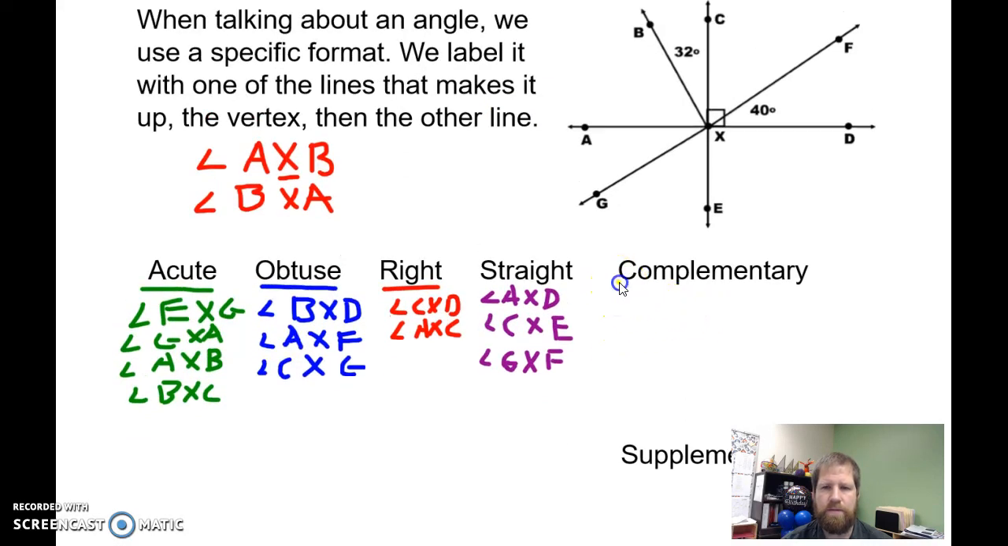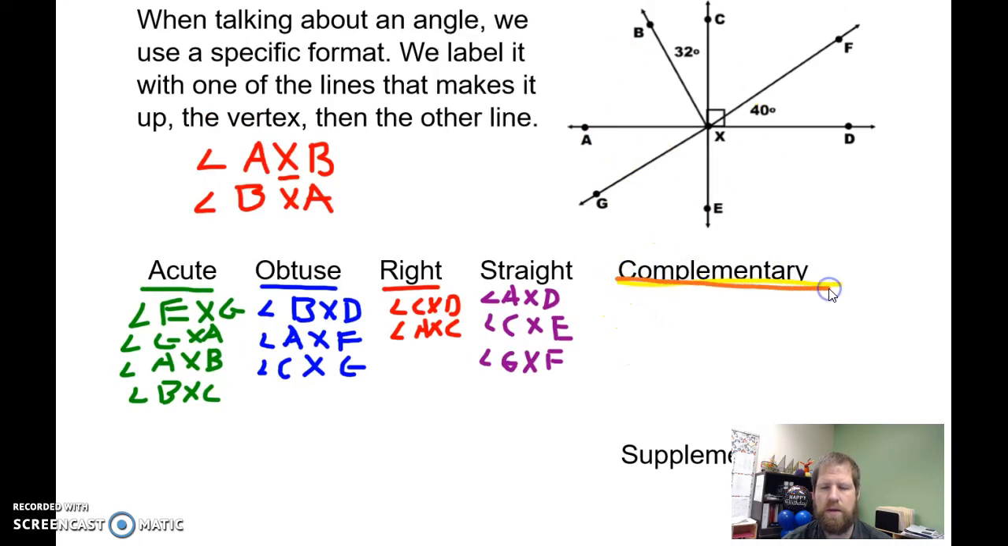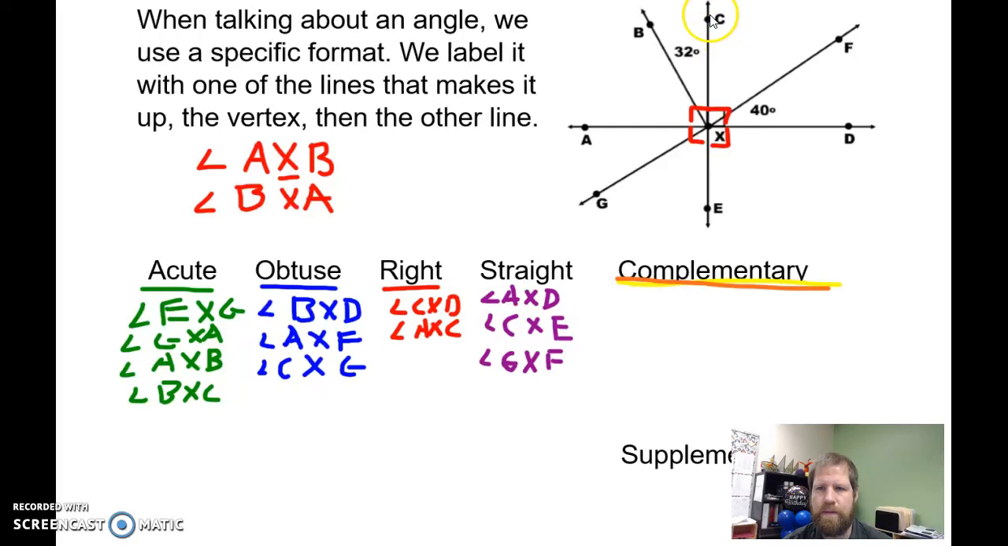Okay. All right, and now we get into complementary and supplementary. Okay, so I don't like that color. Let's go with orange. So complementary. Complementary is two angles that form a 90-degree angle. So the angle CXF, and if we go back and look at where our 90-degree angles were, that can help. Okay. The angles CXF and FXD are complementary.